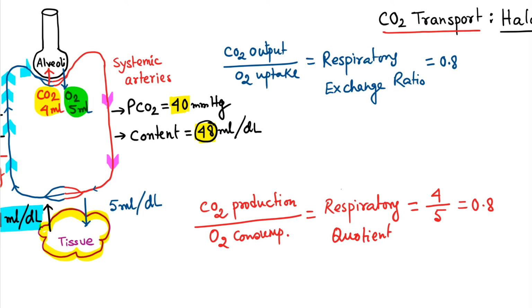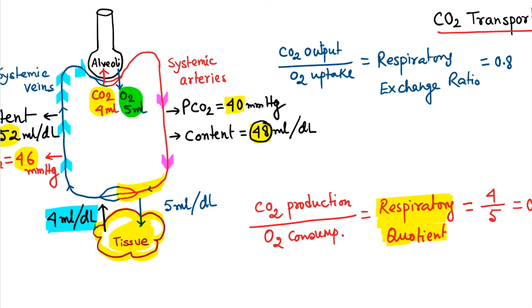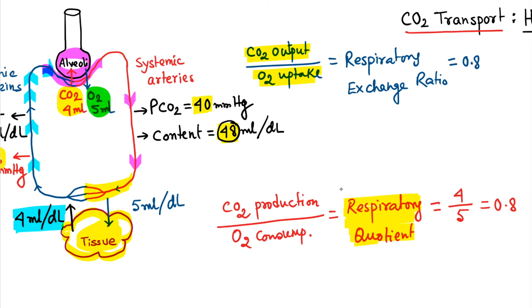So please remember, although we are describing the same thing, if we use the tissue and this blood compartment, then we are using the word respiratory quotient. But whenever we are taking the carbon dioxide output and oxygen uptake between the alveoli and this blood compartment, we are using the word respiratory exchange ratio. Otherwise, the ratio according to the number is exactly the same.